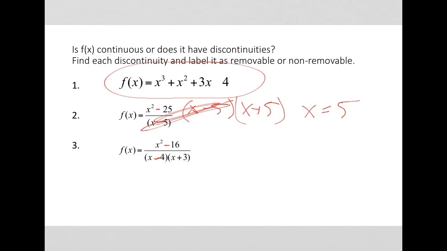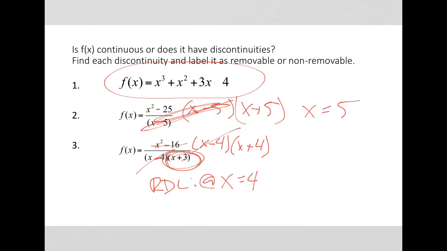But let's look at this last one. Again, that numerator is going to factor as x minus 4 times x plus 4. And again, x minus 4, x minus 4. So we have a removable discontinuity at x equals 4. We have a non-removable discontinuity, a vertical asymptote, at x equals -3.